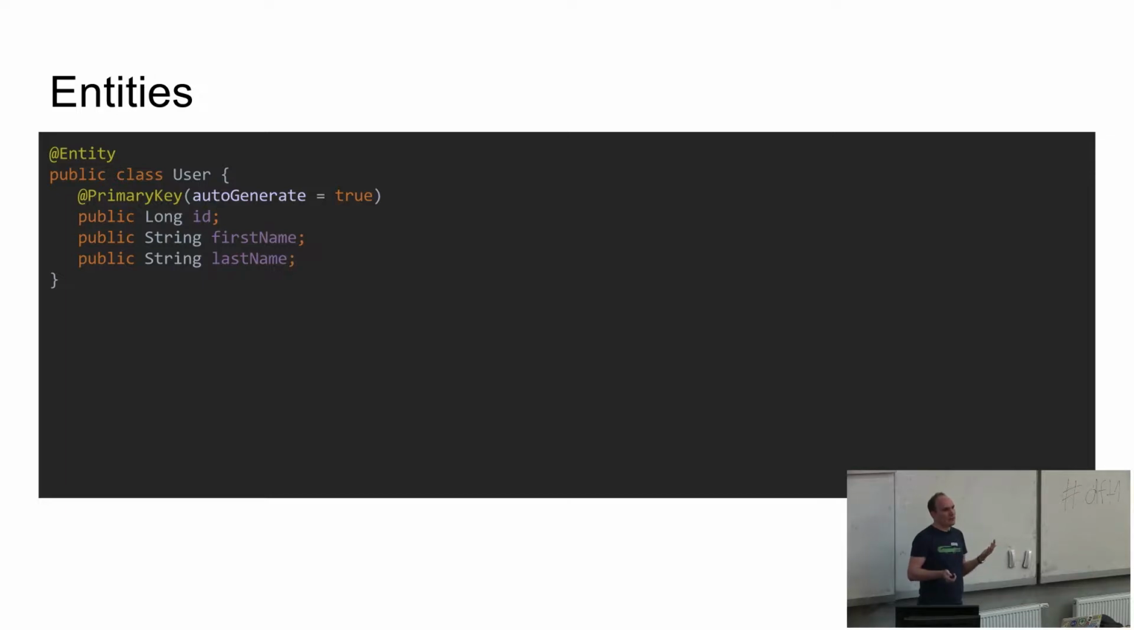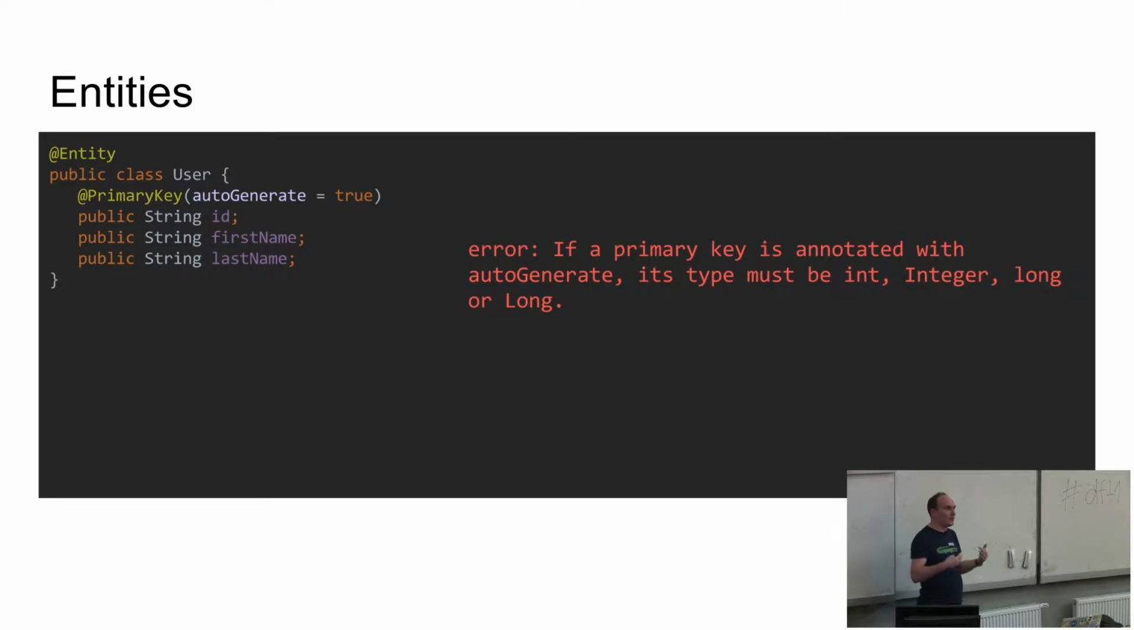But in many cases, a long ID isn't that convenient, so it can also be a string. And if you try to do this and then compile this code, Room will automatically validate your schema and will say, hey, this isn't working for me. If a primary key is annotated with auto-generate, I don't know how to generate it, basically. That's what this error will mean.